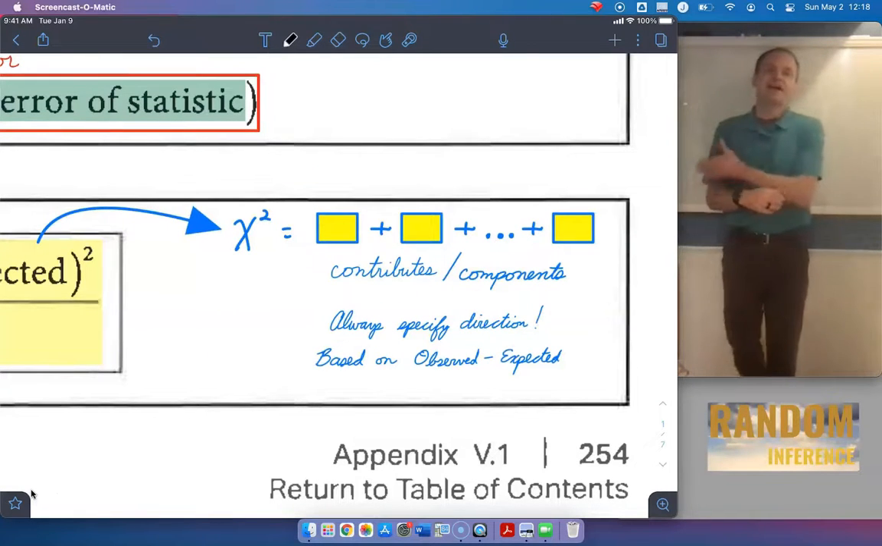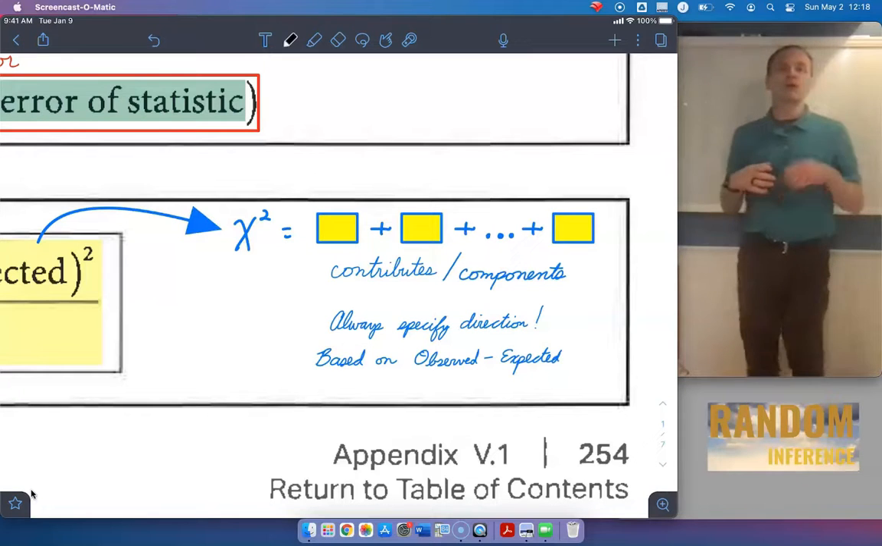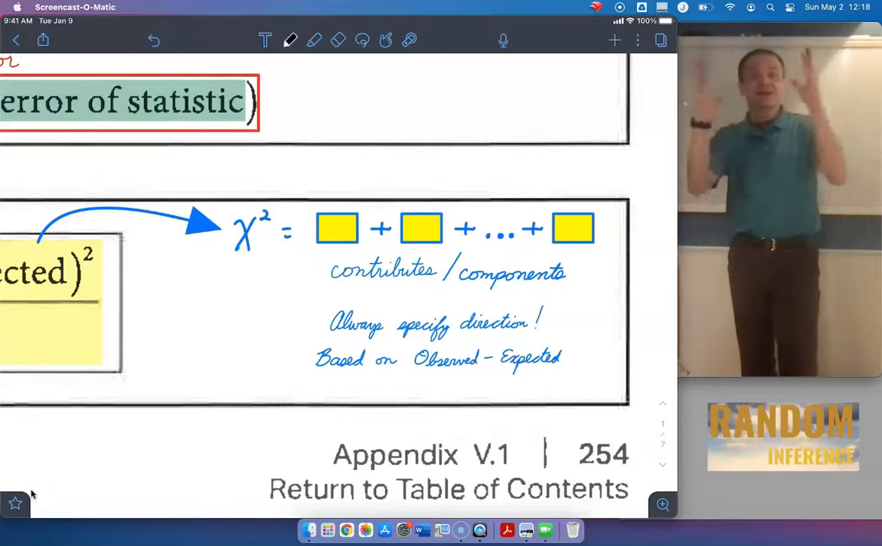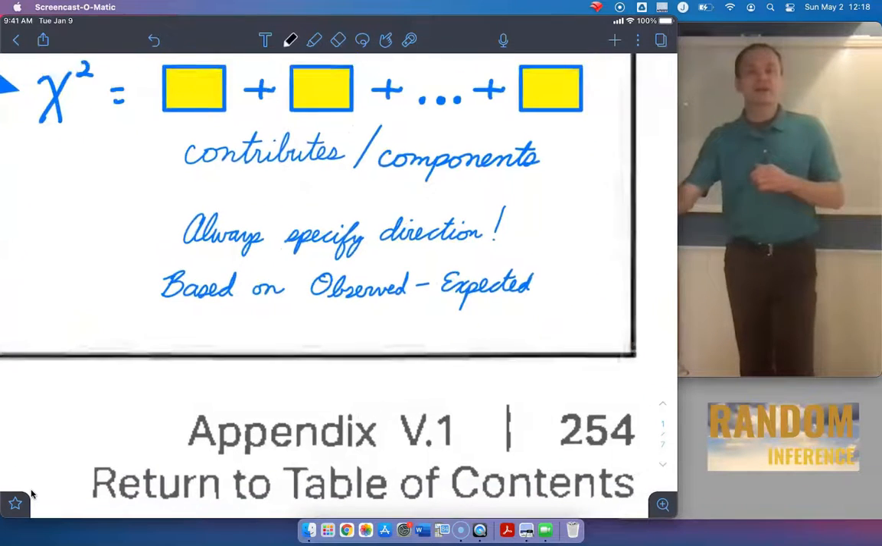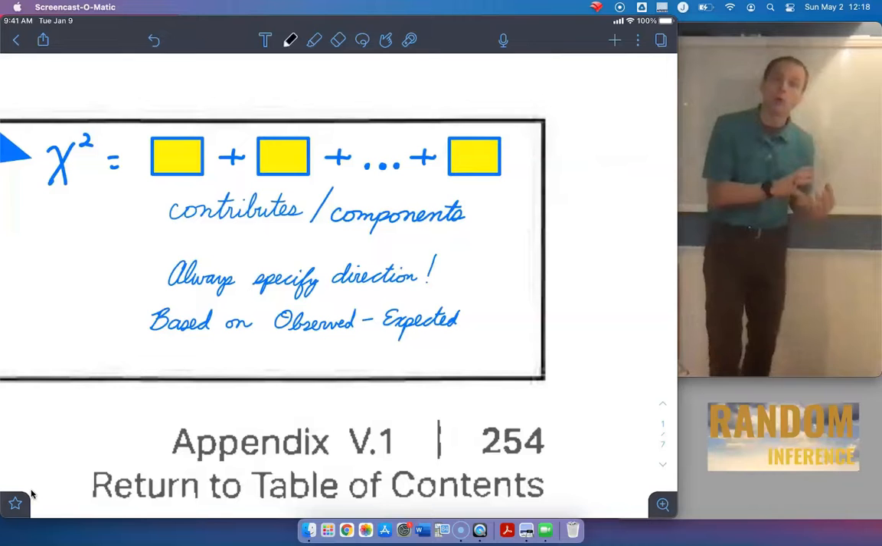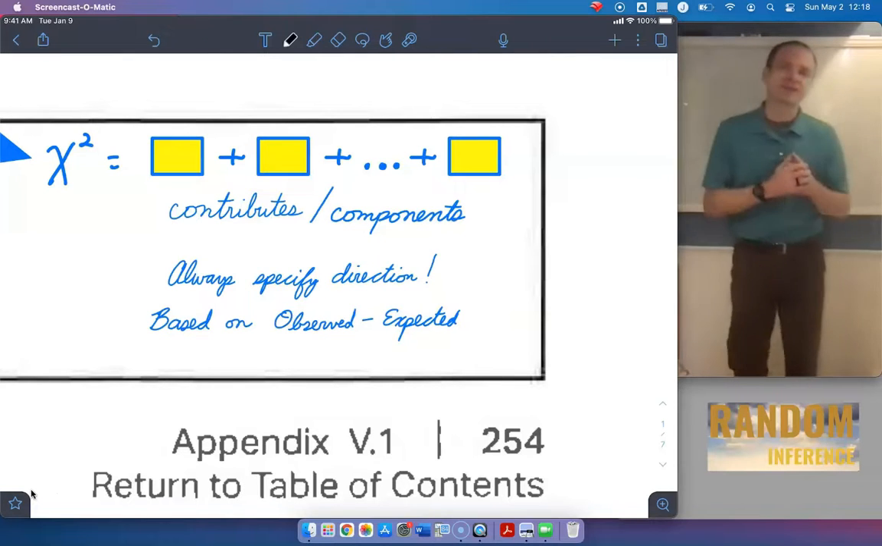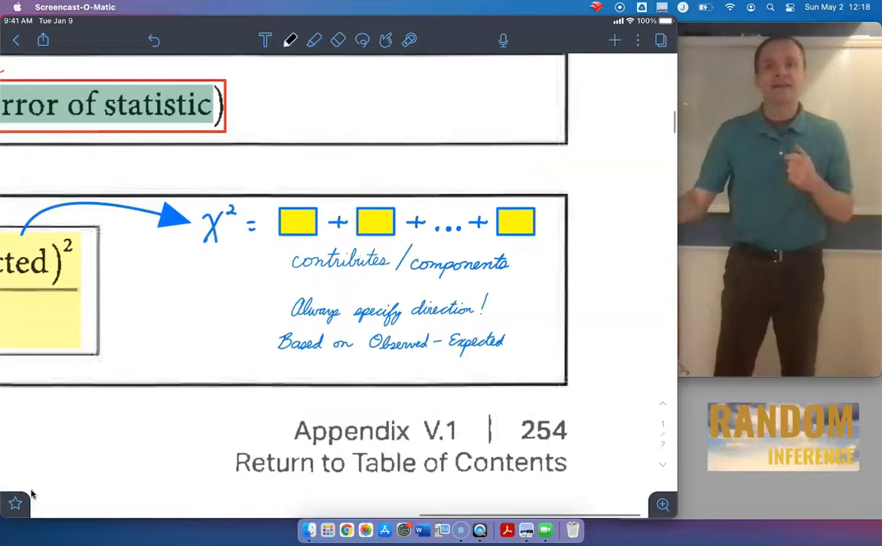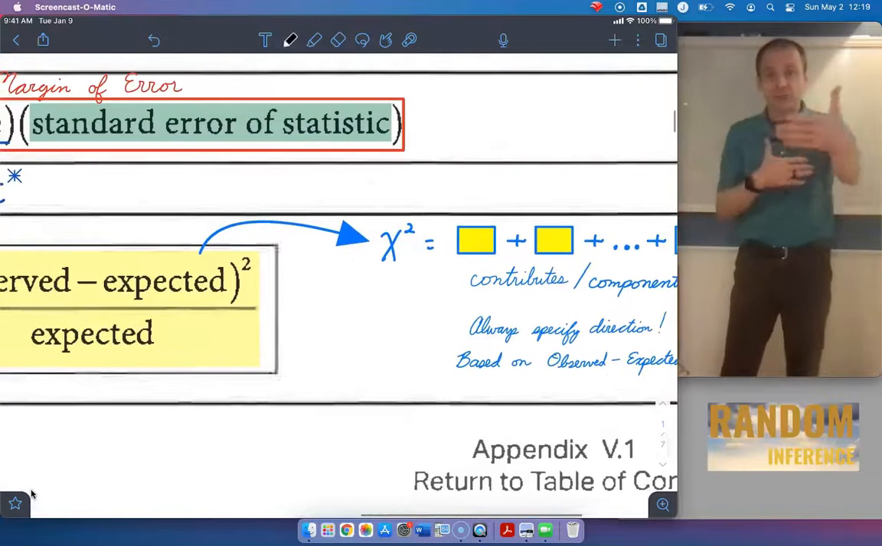And each of these highlighted parts right here, those are what you consider what you contribute, or you might see it as components. And it might ask you, hey, which one contributes the most, or which component has the highest influence? Now, don't just say it's this one because it has the largest number. Always specify direction based on observed minus expected. Is it a higher contributor to the chi-squared statistic because it was below what we expected to see? Or was it a higher contributor because it was larger than what we expected to see? Because we square them in the chi-squared statistic, all of those contributions are going to be positive.